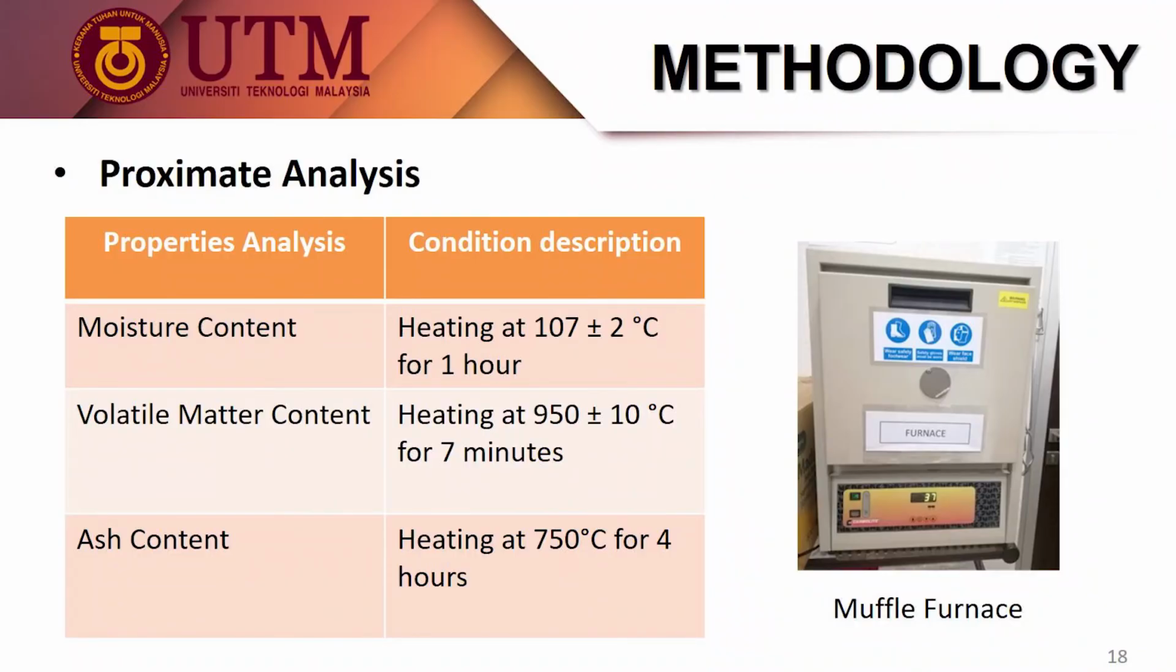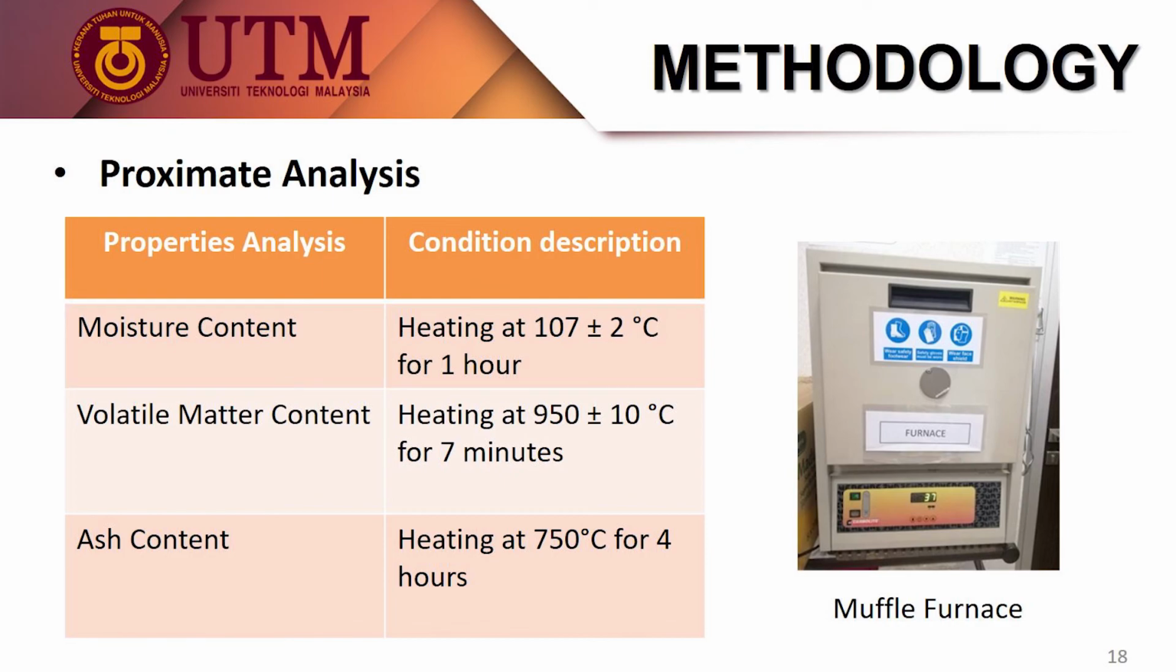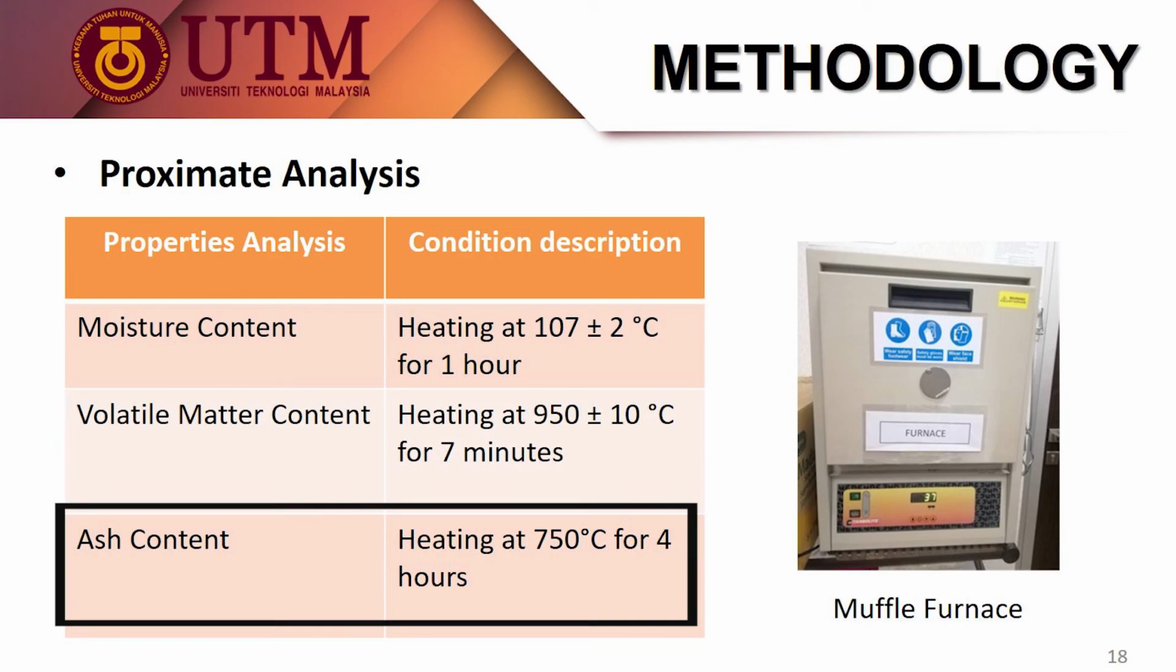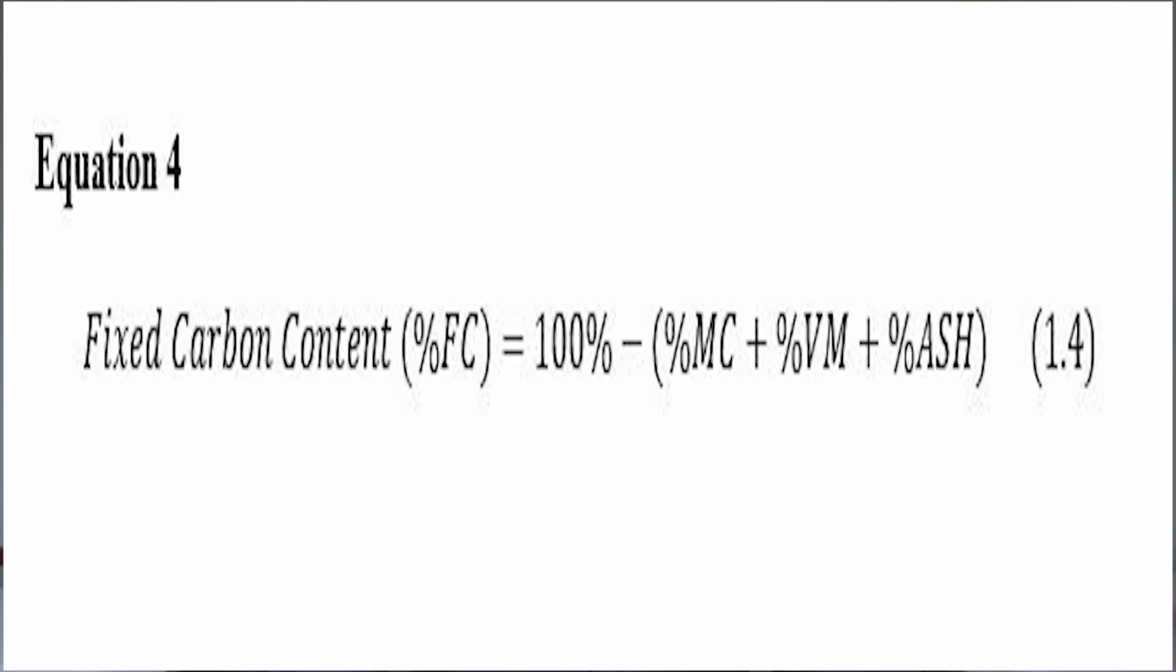Next, we move to proximate analysis. We use the furnace for the proximate analysis. There are three analysis properties. First, the moisture content. The PKS is heated at 107 degrees Celsius for 1 hour. Next, for volatile matter, the PKS is heated at 950 degrees Celsius for 7 minutes. And for the ash content, the PKS is heated at 750 degrees Celsius for 4 hours. And here is the following formula used to calculate the fixed carbon content.